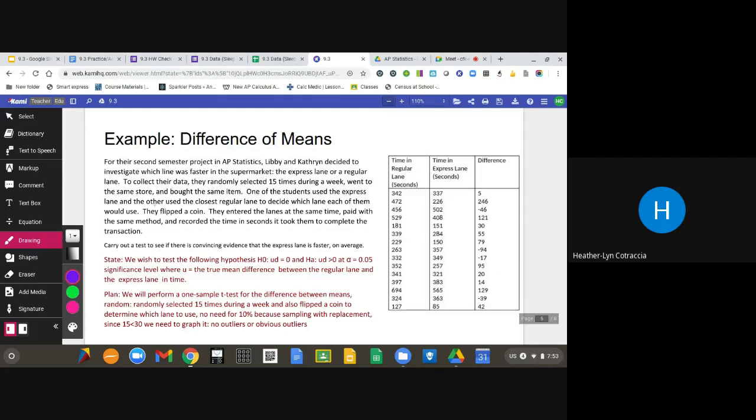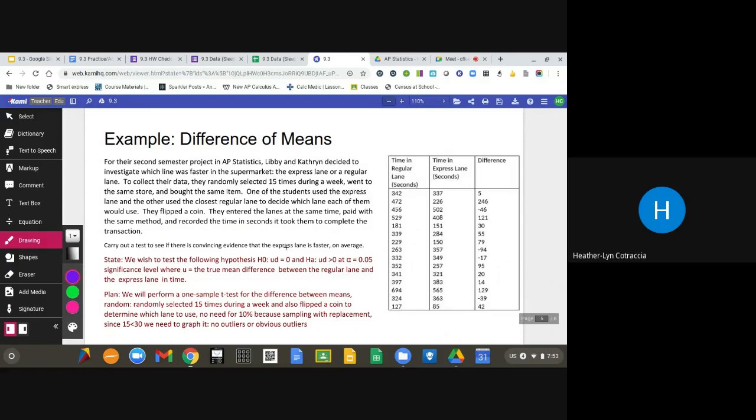One of the students used the express lane and the other used the closest regular lane. To decide which lane of them they would use, they flipped a coin and then they entered the lanes at the same time, paid with the same method, and recorded the time in seconds it took them to complete the transaction. Carry out a test to see if there's convincing evidence that the express lane is faster on average.